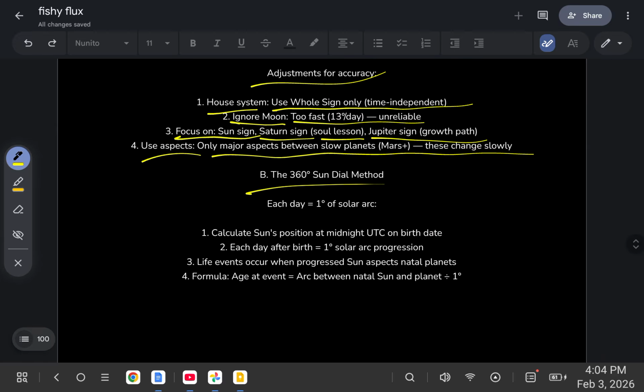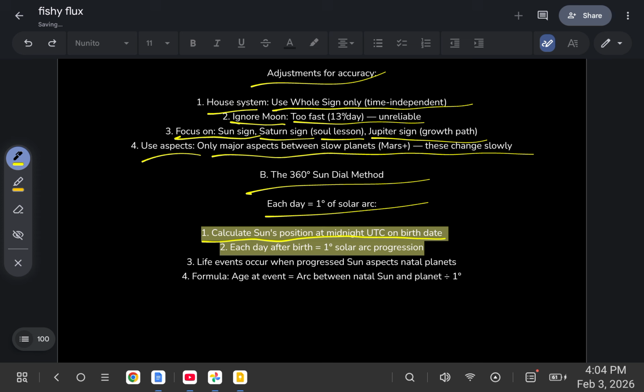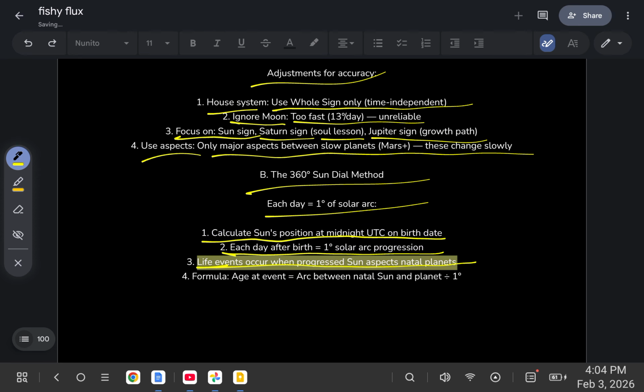Then the 360-degree sundial method: each day equals 1 degree of solar arc. We calculate the Sun's position at midnight UTC on the birth date. Each day after birth equals 1 degree of solar arc progression. Life events occur when the progressed Sun aspects natal planets.